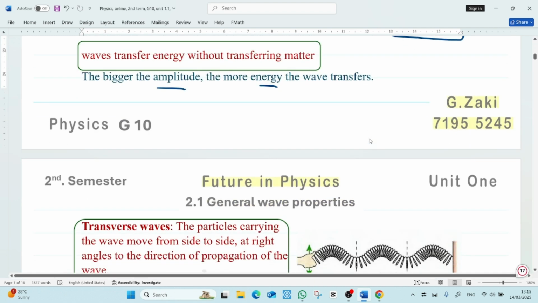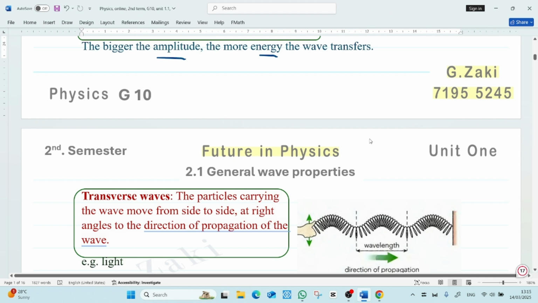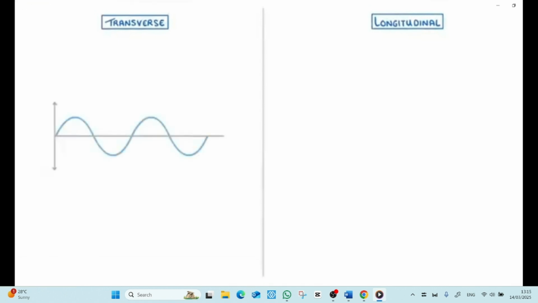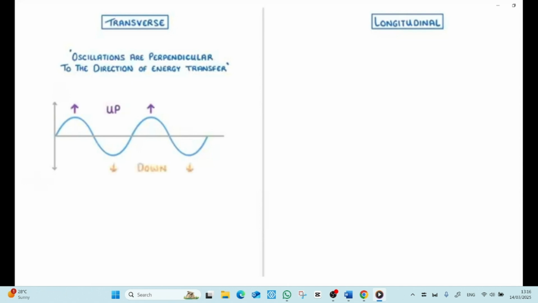Now let us talk about the difference between transverse waves and longitudinal waves. What is the difference between them? In a transverse wave, the oscillations are perpendicular to the direction of energy transfer. So the particles vibrate up and down. The oscillations up and down are perpendicular to the direction of energy transfer. So this is the transverse wave.